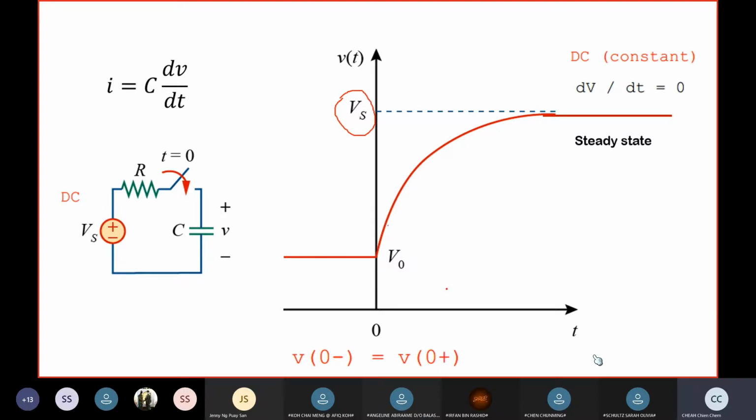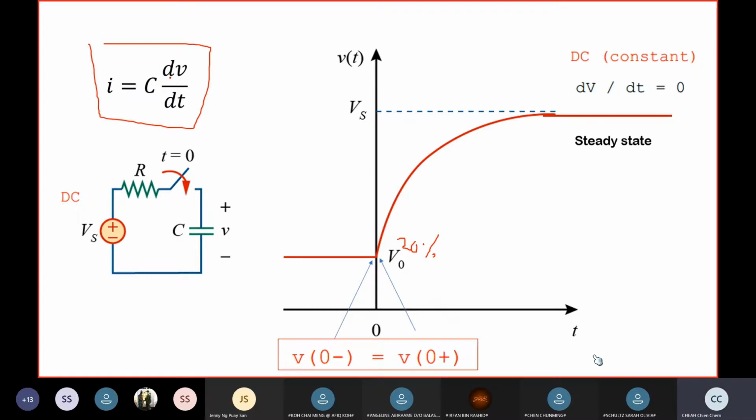Before switching, let's say you have 20% in your handphone battery. Immediately after you switch on, it should start from 20%. You cannot start suddenly from 30%, or drop suddenly to 10%. It has to start at 20%, which is your initial storage. This is due to the property that I cannot have a sudden change in voltage, so the voltage must change gradually. So this is the first important property of the capacitor.